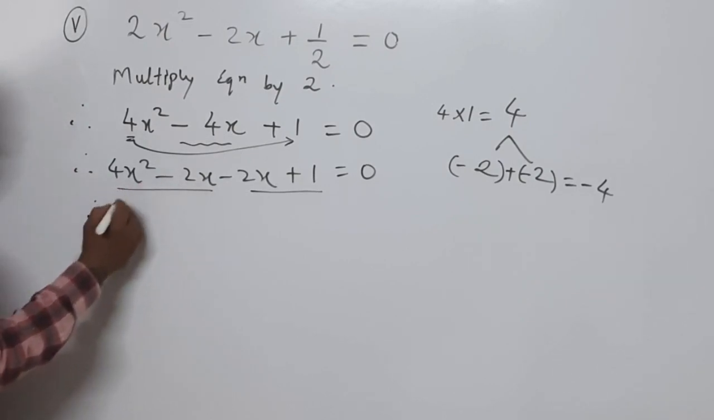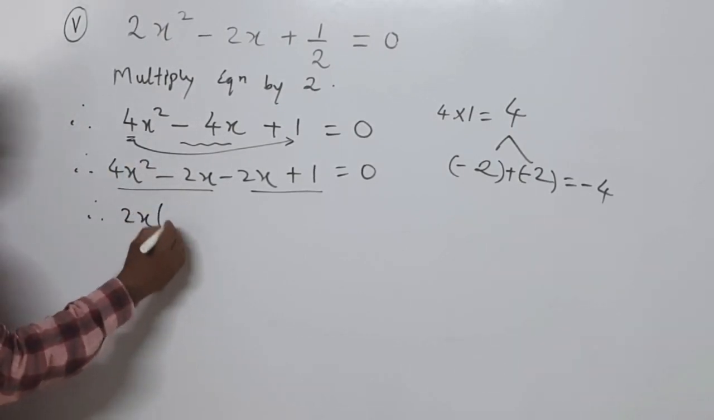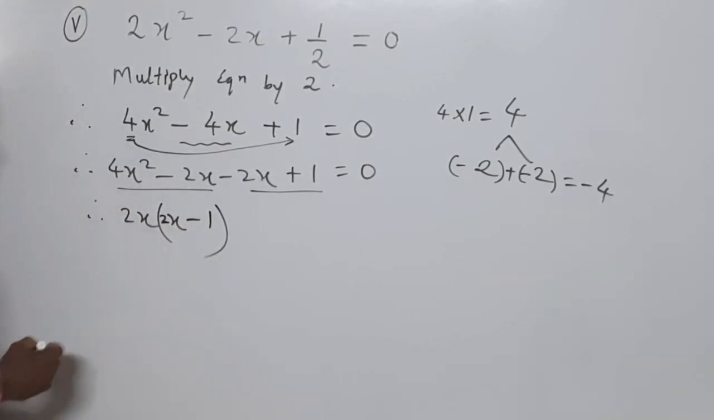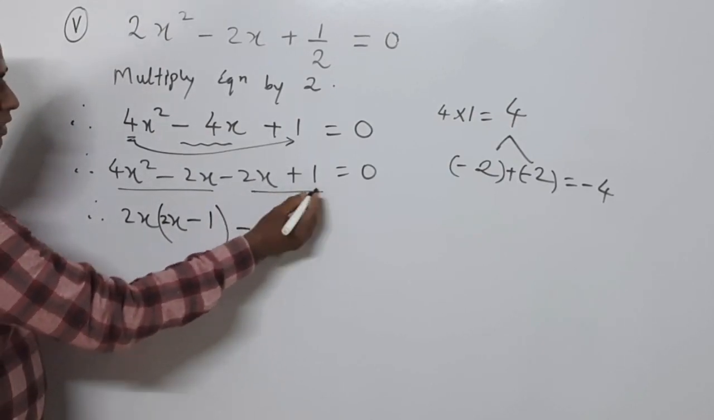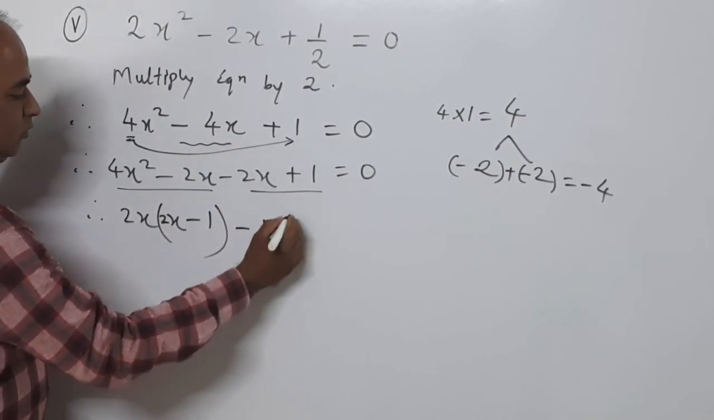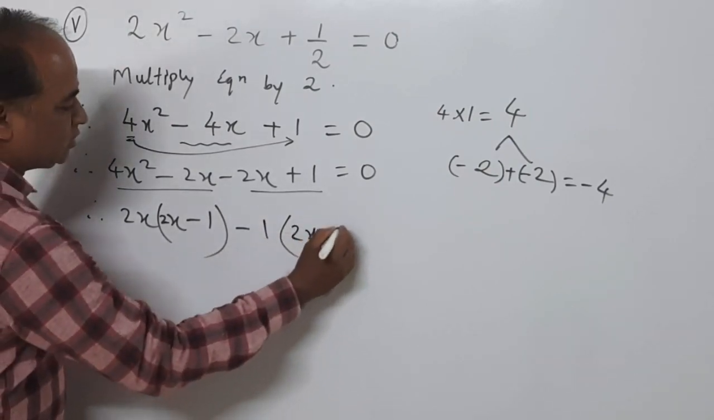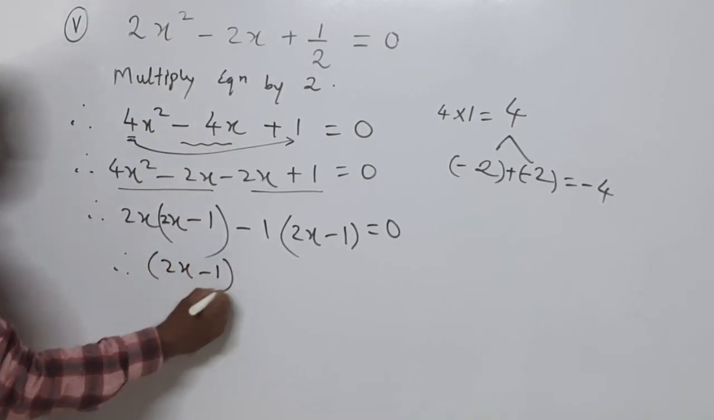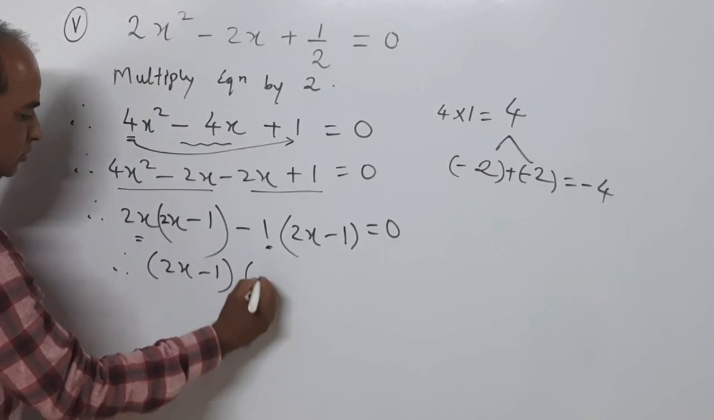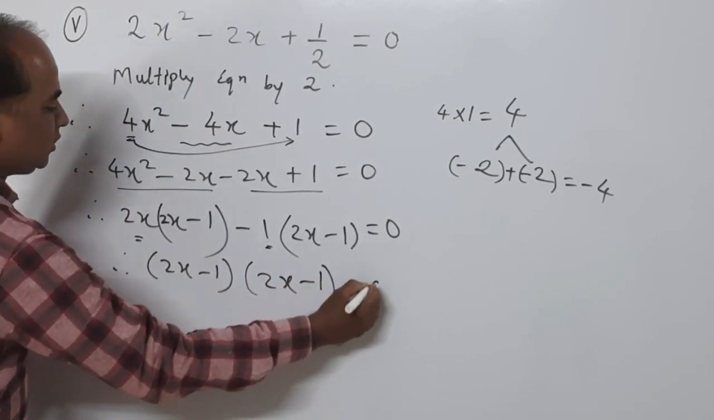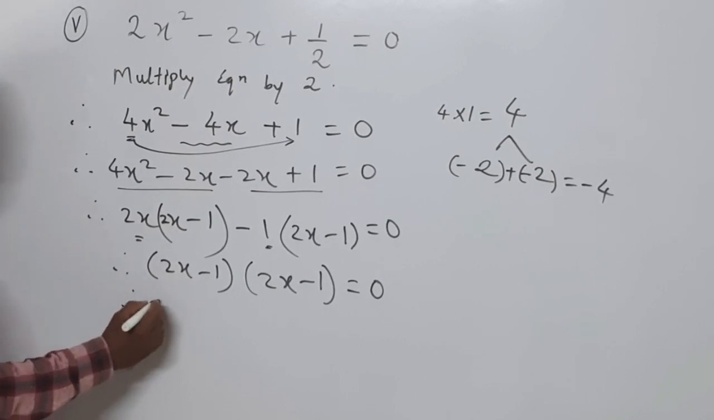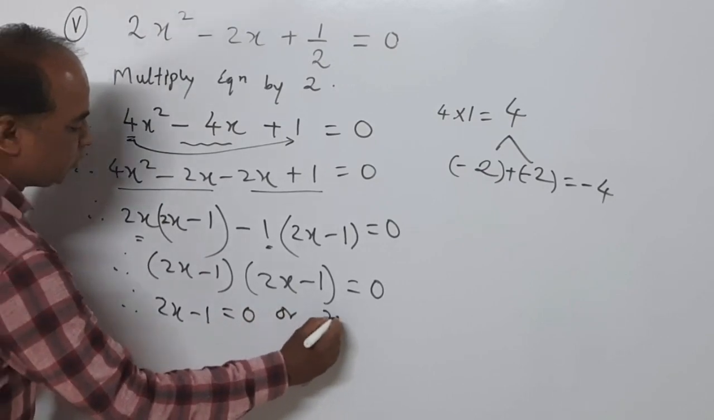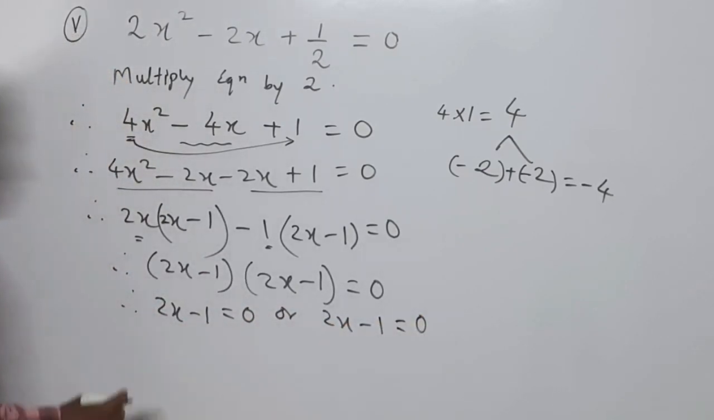So therefore, here the common term 2x is common. So in the bracket, 2x minus 1. In the second bracket here, 1 is common, so 1 common, minus 1. In the bracket, 2x minus 1 is equal to 0. Therefore first bracket 2x minus 1 and second bracket also 2x minus 1 is equal to 0. Therefore 2x minus 1 is equal to 0 or 2x minus 1 is equal to 0.